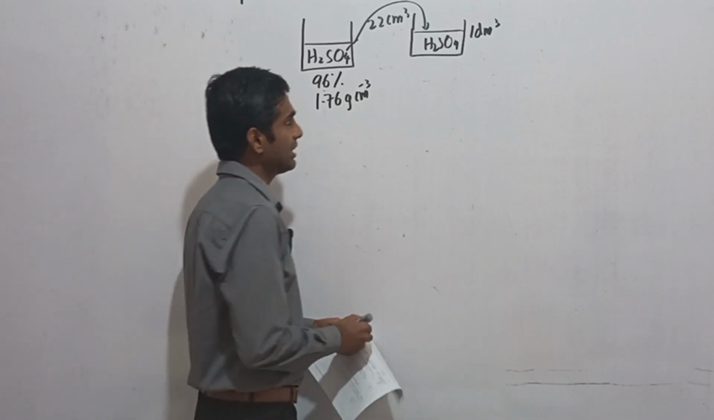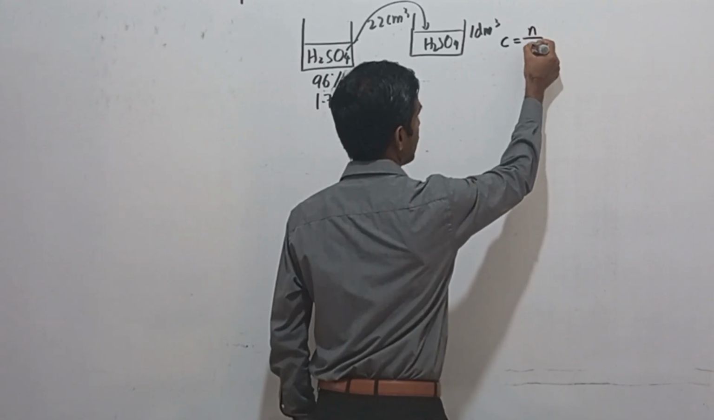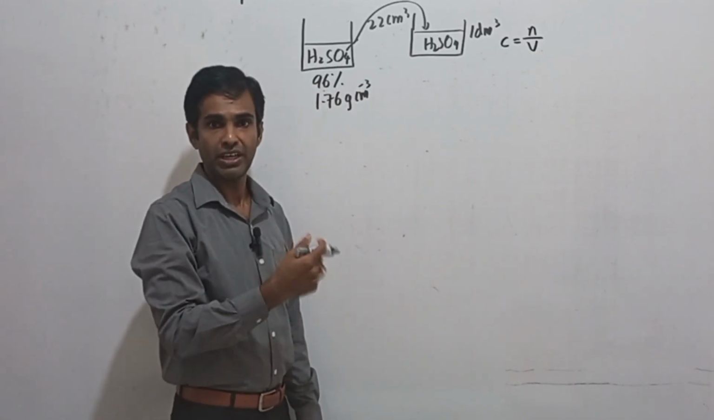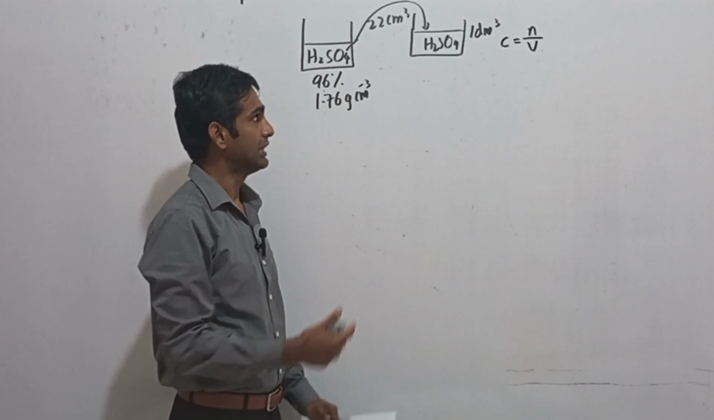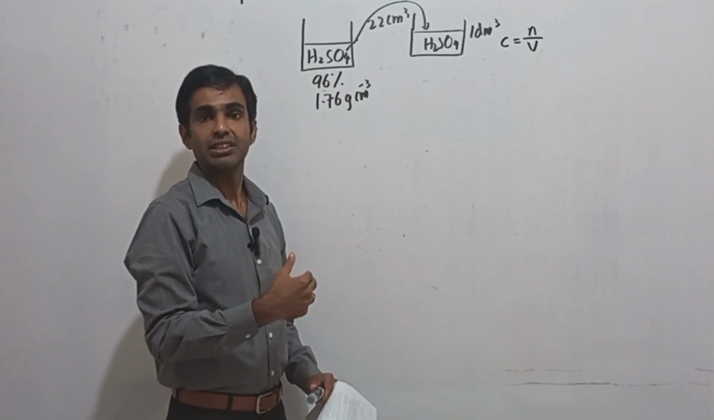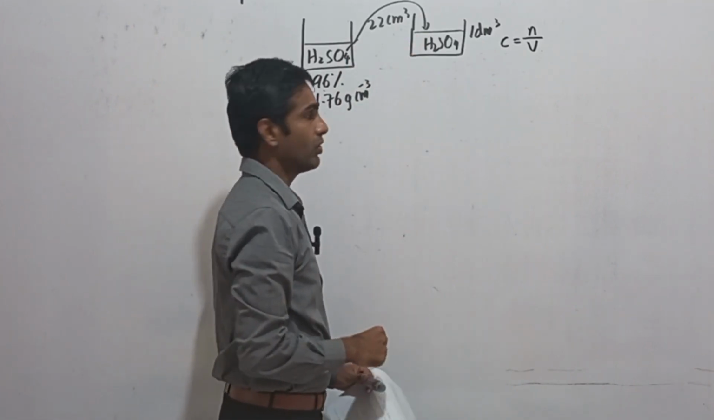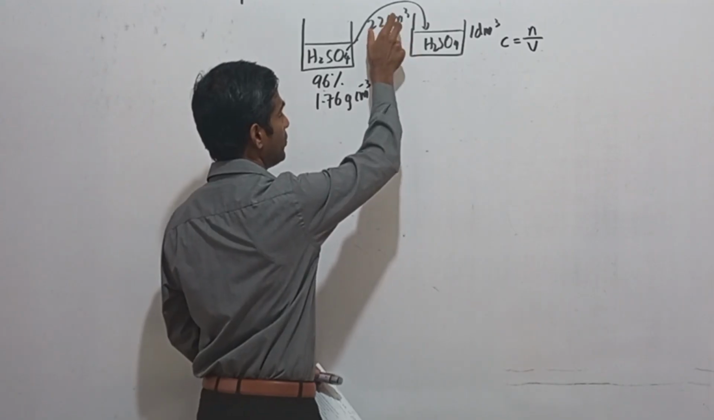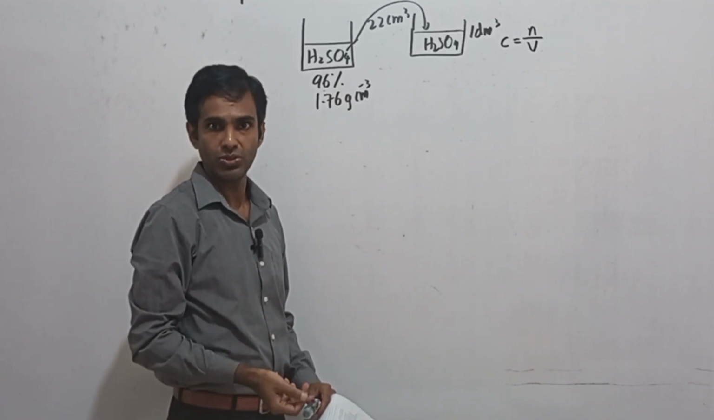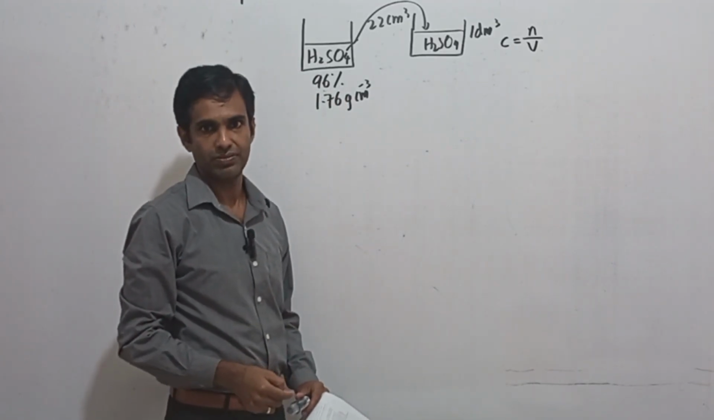To calculate the concentration of diluted sulfuric solution, we need number of moles of sulfuric and the volume of the solution. We know the volume of the final solution is 1 cubic decimeter. Therefore, we need number of moles of sulfuric acid in that solution. From where did sulfuric acid come to that solution? From the concentrated solution. Therefore, if we can calculate number of moles of sulfuric acid in this 22 cubic centimeter volume which was taken from the concentrated solution, we can deduce number of moles of sulfuric acid in this diluted solution.